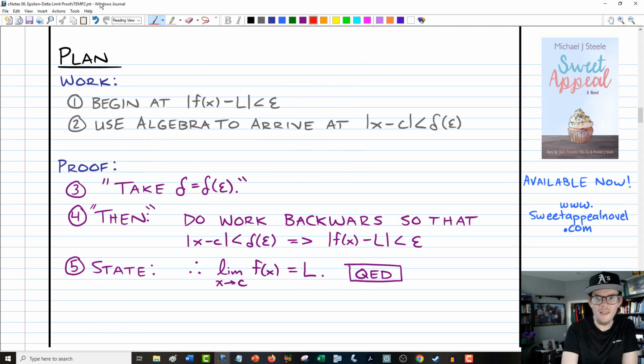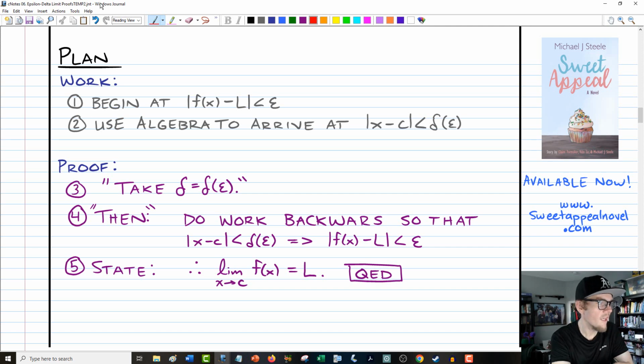So now as far as our plan, what we're going to do to attack this, it's exactly what we saw on that first page. Basically, we're going to do a little bit of work first to establish the connection. We're going to go find the connection, although with linear functions, you'll figure it out pretty fast. And then we'll just use that connection and go in the opposite direction to conclude that our function value is within epsilon of our limit value.